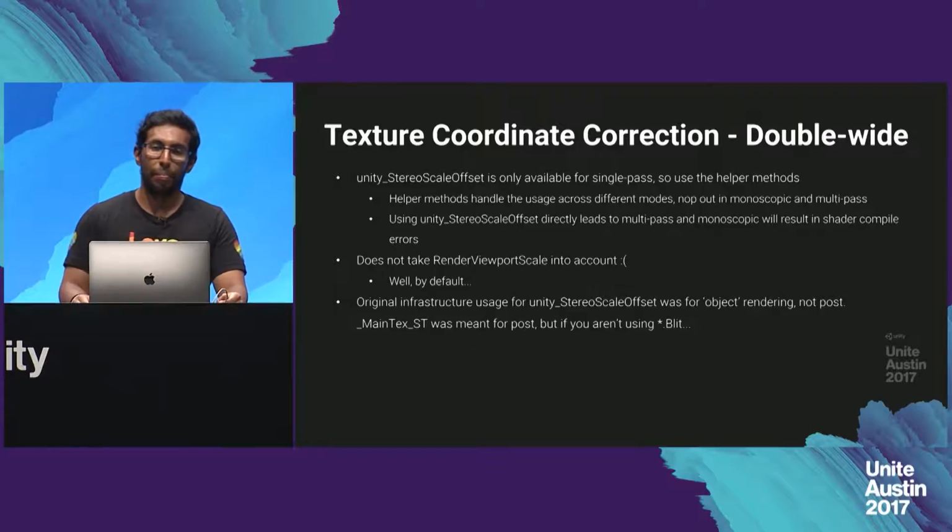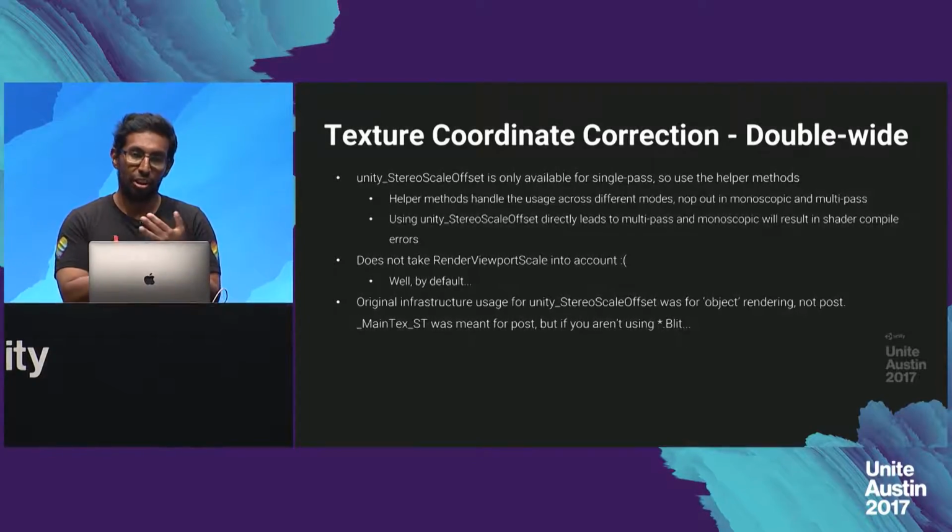So there are drawbacks for Unity stereoscale offset, though. Unity stereoscale offset is only available for single pass. So if you want to use it, just use the helper methods. The helper methods are going to automatically handle populating the function or knocking it out if you're not running in single pass.